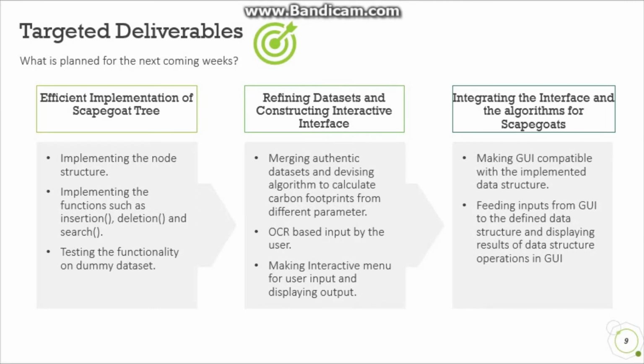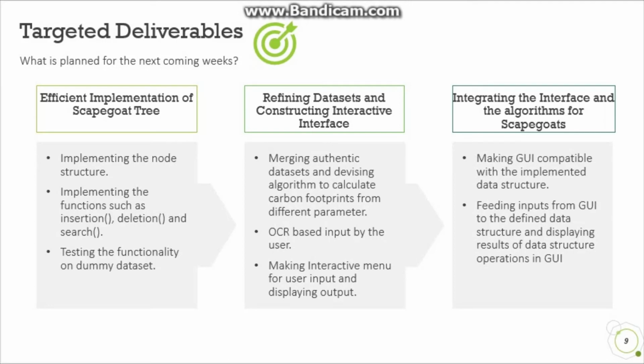So for the coming weeks, we have categorized our work into three major categories. The first one and the most significant is the proper implementation of the scapegoat tree in Python, for which we will have to construct the node structures, then implement the different operational functions like addition, removal, and finding, and then verify the correct functionality of these functions.